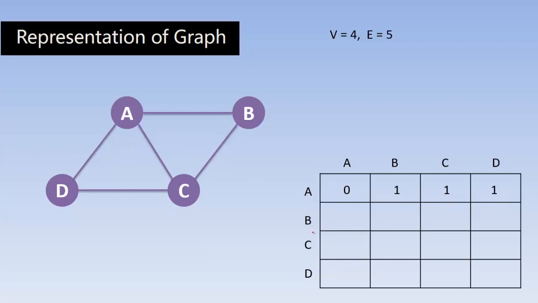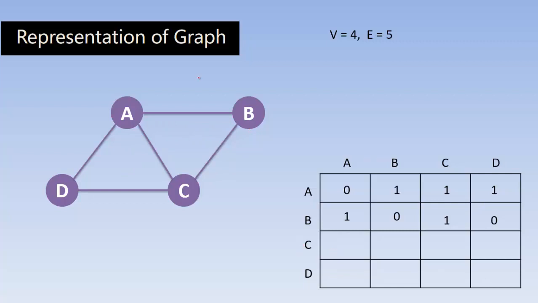Now come to the B vertex. From B to A, there is a connection, so it is represented as 1. B to B, there is no edge from B to itself, so it is 0. And B to C, as there is, it is 1. And B to D, no, there is no direct connection. Here the connection or edge means a direct connection, because there is no edge from B to D directly, so it is represented as 0.